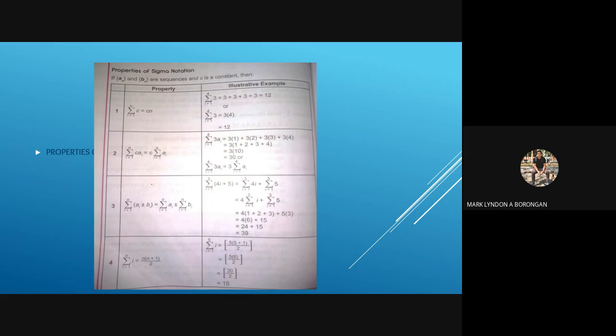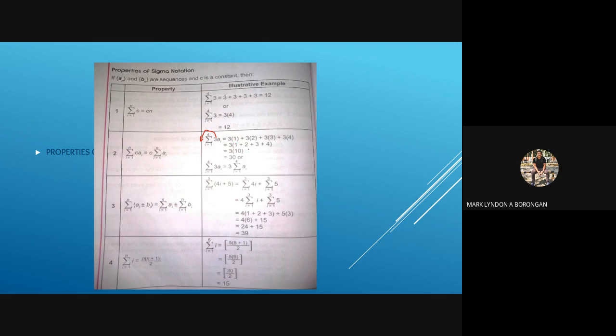Next property: the summation of C times a sub i from 1 up to n is equal to C times the summation of a sub i from 1 up to n. So what does this mean? It means you can isolate the constant, meaning the summation no longer has a multiplier.